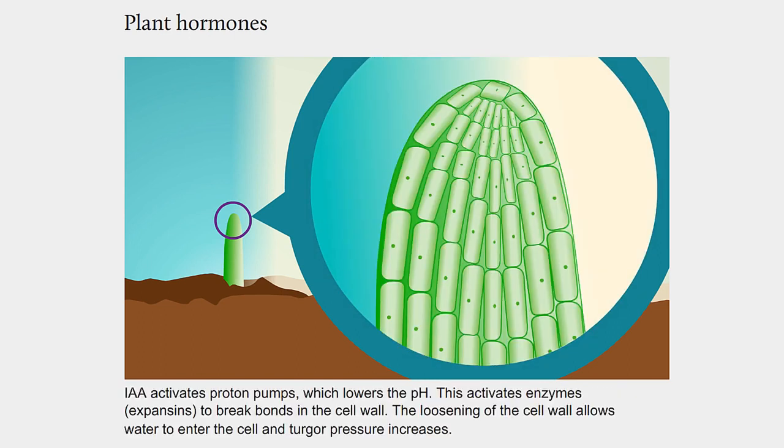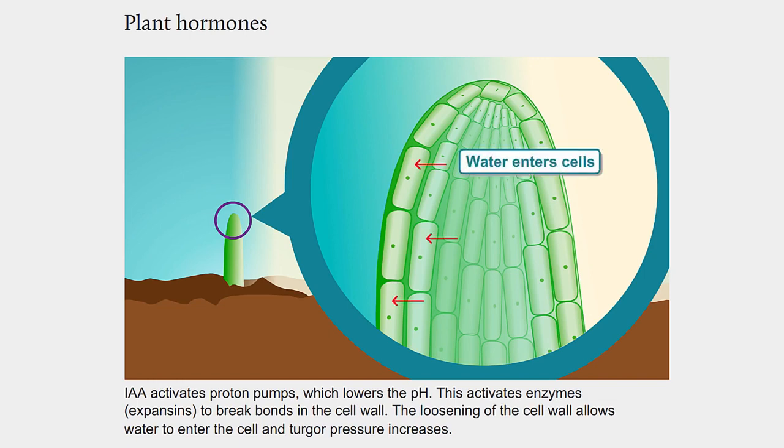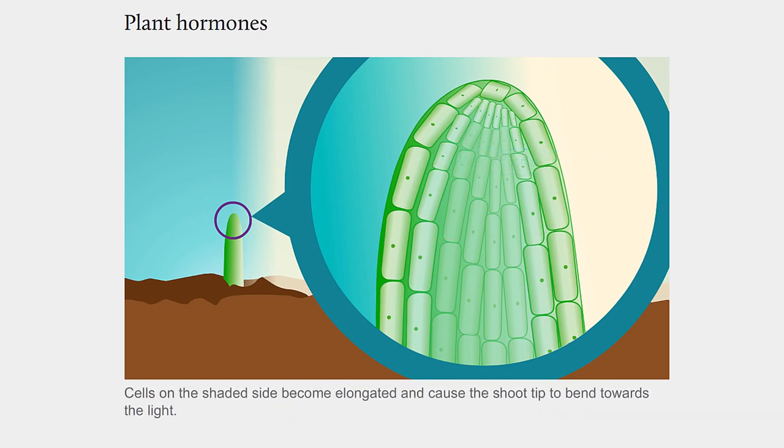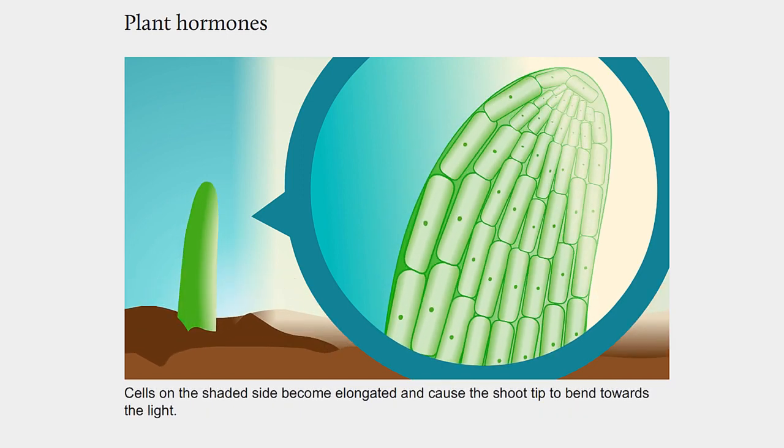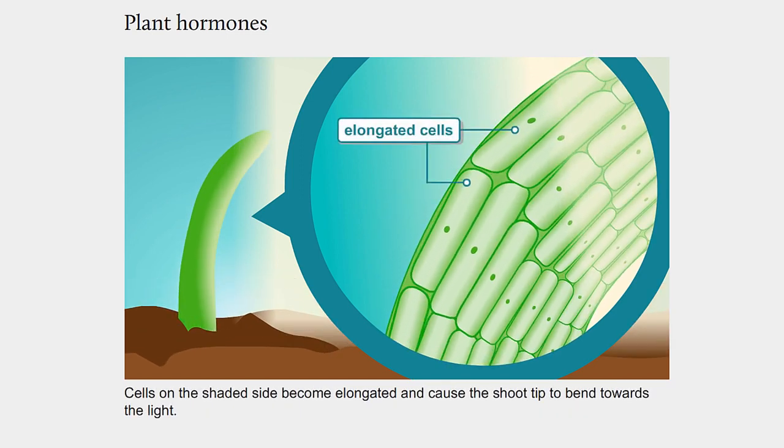IAA activates proton pumps, which lowers the pH. This activates enzymes, expansins, to break bonds in the cell wall. The loosening of the cell wall allows water to enter the cell and turgor pressure increases. Cells on the shaded side become elongated and cause the shoot tips to bend towards the light.